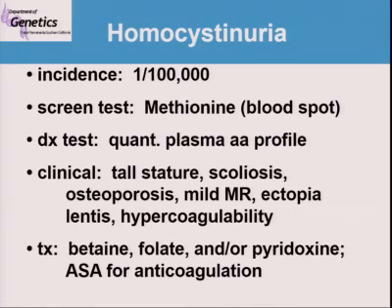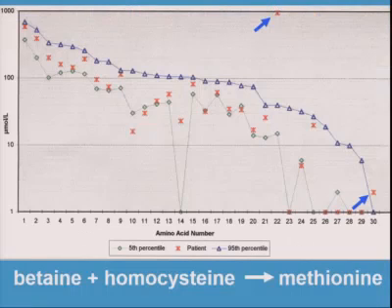Untreated, these kids are tall, they may be at increased risk for scoliosis, osteoporosis and hypercoagulability. We had a teenage boy we followed at Vanderbilt for several years, and one day he just decided to stop taking his medication, and he developed a deep vein thrombosis and was hospitalized. He learned his lesson. He was compliant from that point on. There are several different drugs you can use to treat homocystinuria. Betaine is probably the most common, but don't forget the low-dose aspirin for anticoagulation.